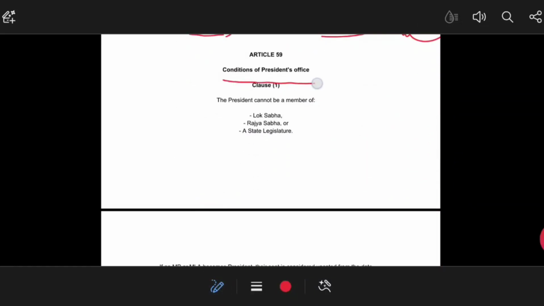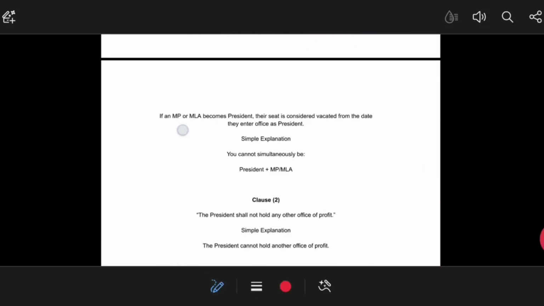Article 59 is conditions of the president's office. So the president cannot be a member of either Lok Sabha, Rajya Sabha or state legislature. If an MP or MLA becomes president, their seat is considered vacant from the day they entered into office, and you cannot simultaneously be president plus MP or MLA.